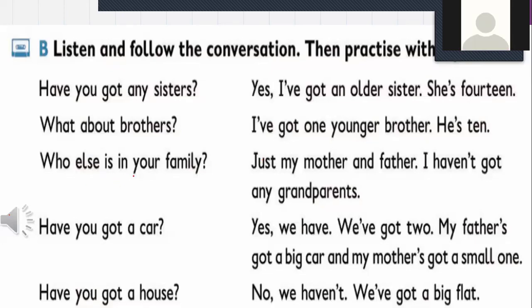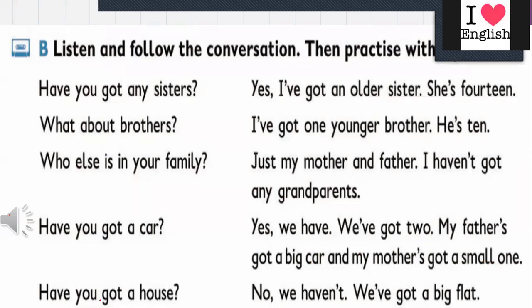Who else is in your family? Just my mother and father. I haven't got any grandparents. Have we got a car? Yes, we have. We've got two. My father's got a big car and my mother's got a small one.